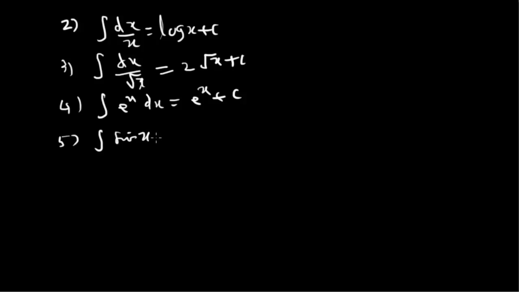Integral sin x dx is equal to... differentiation of cos x is minus sin x. So only sin x means what? That minus sign you can put here: minus cos x plus c. Because if you differentiate cos x, you get minus sin x. Minus into minus becomes plus.